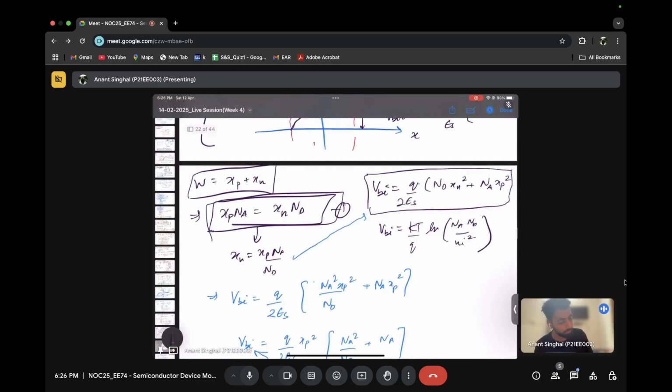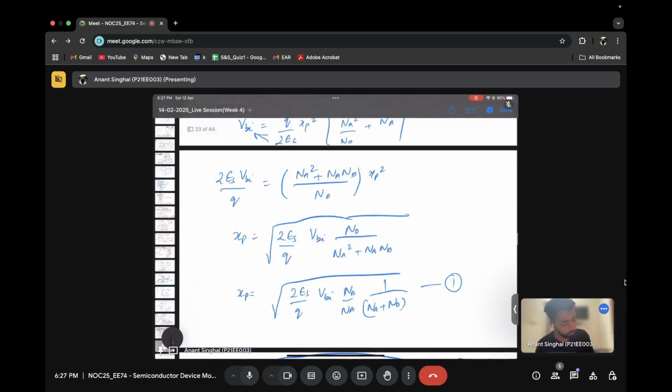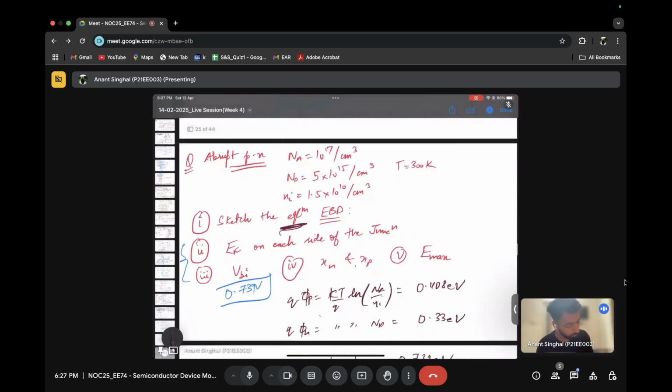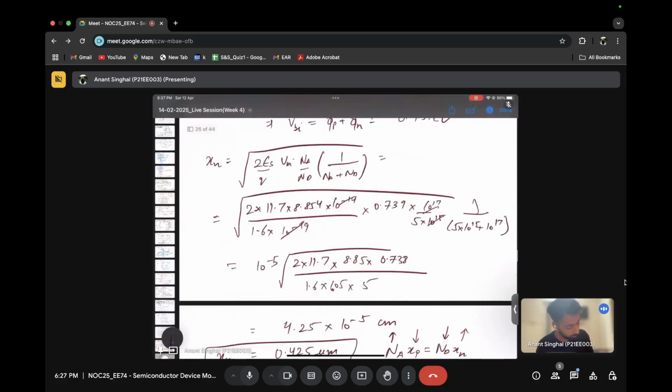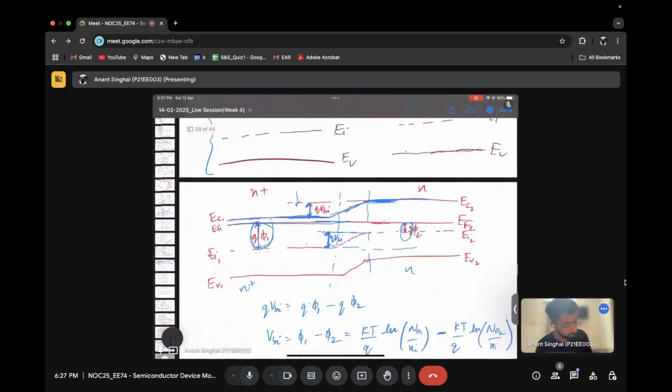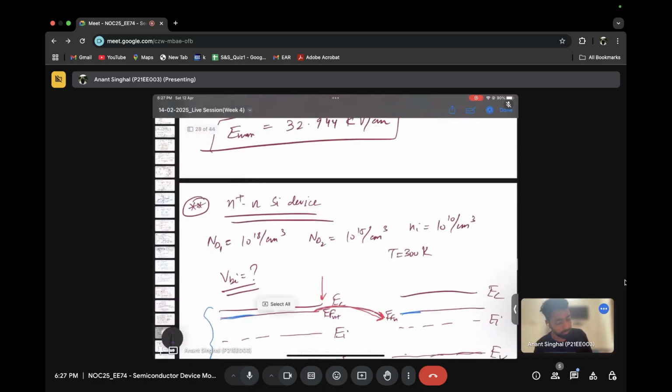This is this equality, that the overall xp times NA on the right side equals xn times ND on the left side. Then the maximum electric field we also found, I guess. Maybe in some problem I would have. Then we also see these homo junctions, that is, it is not P or N, it is the N plus.